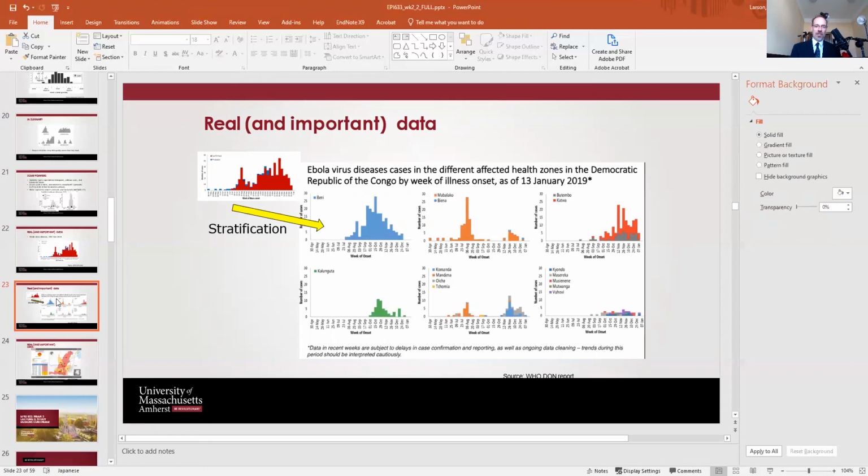Ebola virus disease cases in different affected health zones in the Democratic Republic of Congo by week of illness onset. And these are different regions. And you can see that the pattern differs between regions, but when you put it all together, it can look like something else. So you have to be a little bit careful, because when you break things down and get more details, then the story becomes a little bit different. And I'll leave it to you to guess at what all these things are.